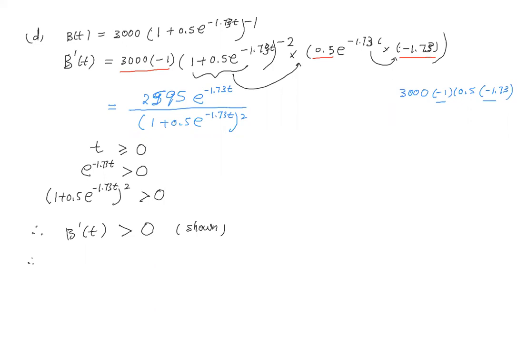Okay, then for part E, find the rate at which the population is increasing after 6 months. So we just get B prime 6. This one you can use your GC. You don't have to put into the formula that you have in part D. Okay, can I have the answer? Y2, your Y2.